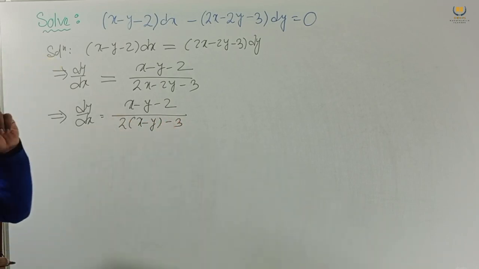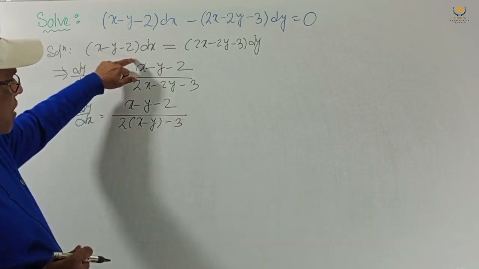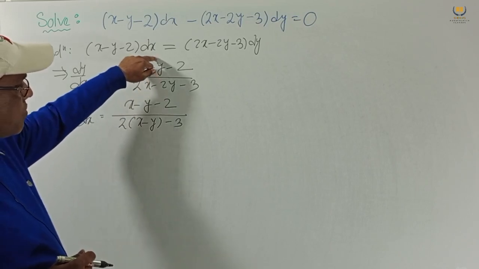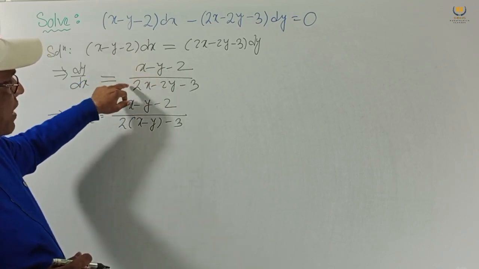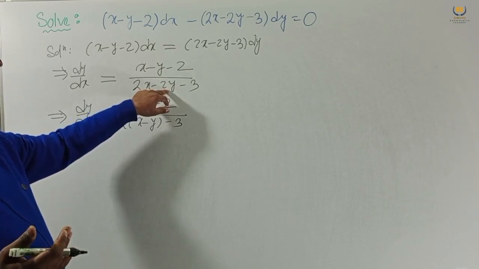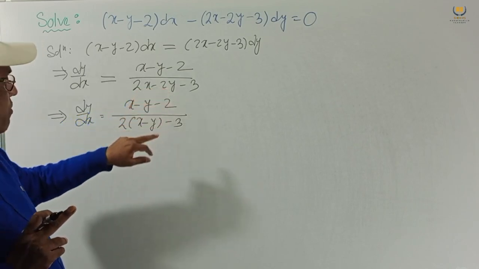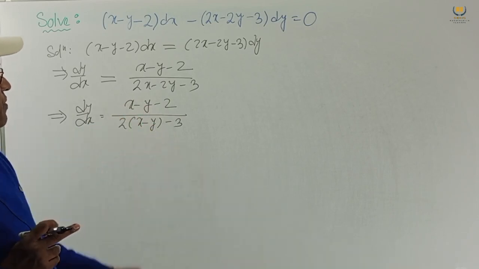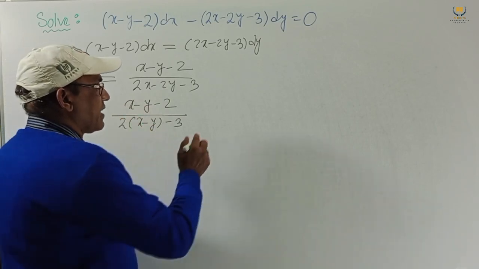So, in this problem, this is 1 by 2, a by a, 1 by 2, b by b, 1 by 2. So, we get ratios are the same. Then we must have a common factor. The common factors are x minus y, x minus y. So, this is the technique.